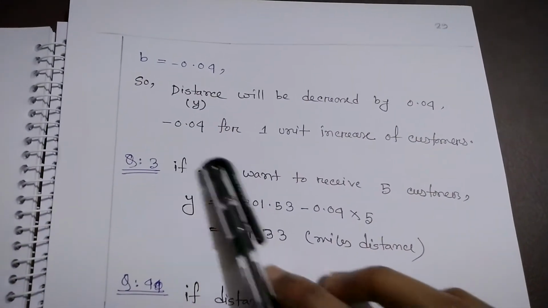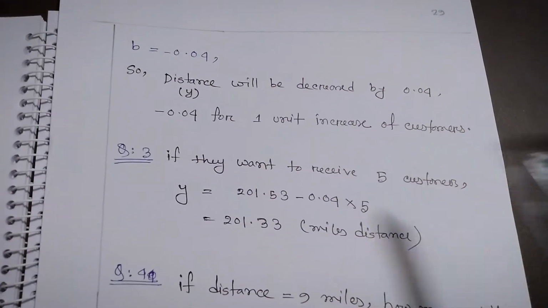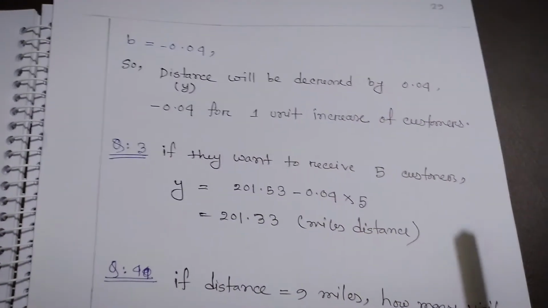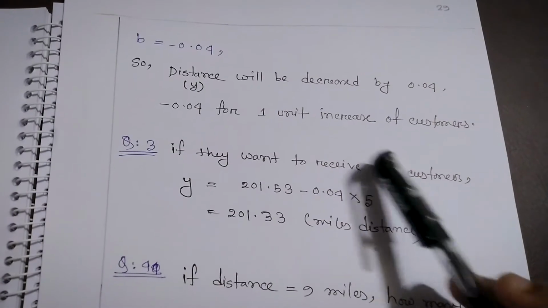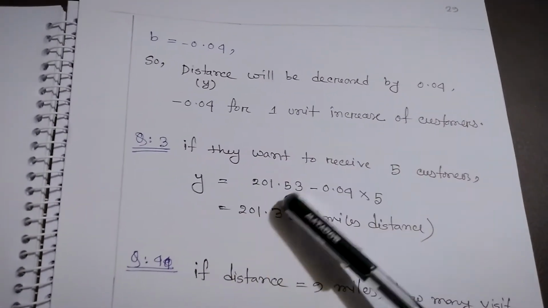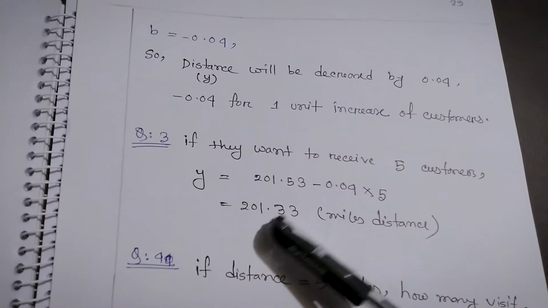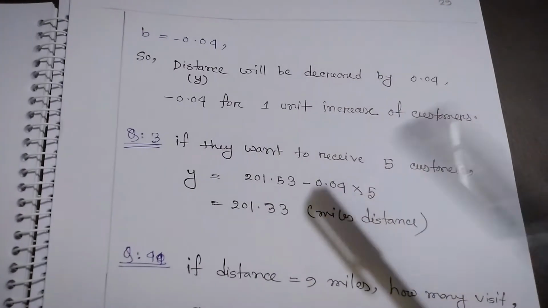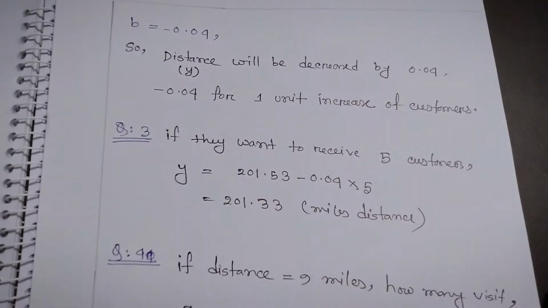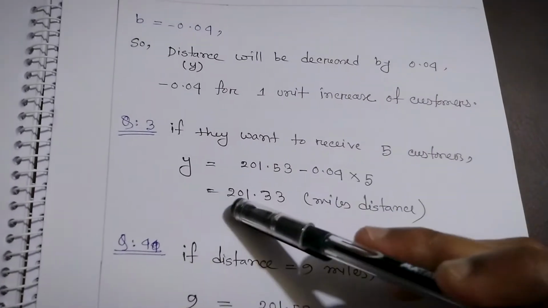Now question number 3 is very important, because they are given that there would be 5 customers. So number of customers is the x variable. How much distance do they need to cover? You need to find y, which is 201.53 minus 0.04 times 5. So 201.33 miles is the distance they need to cover if you give 5 customers to it. And you can put any number, 10, 15, 500, and you get the distance.